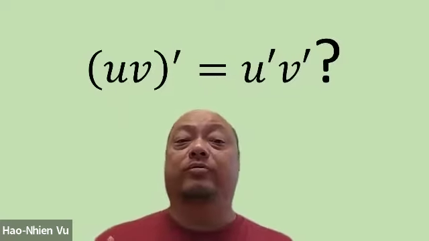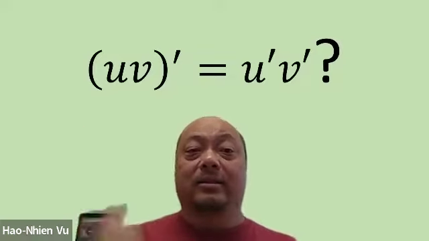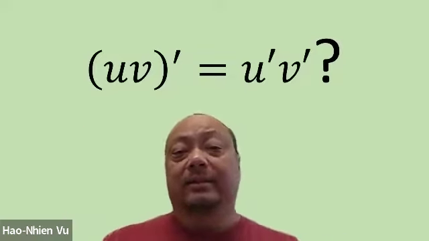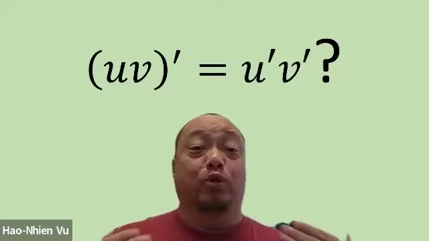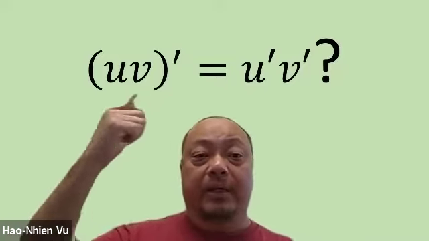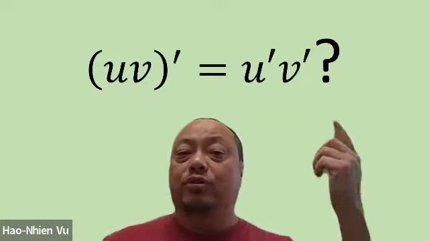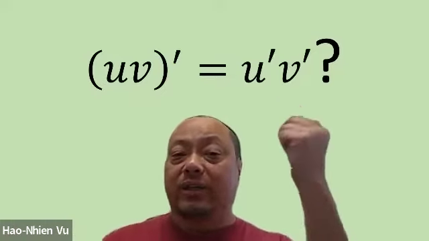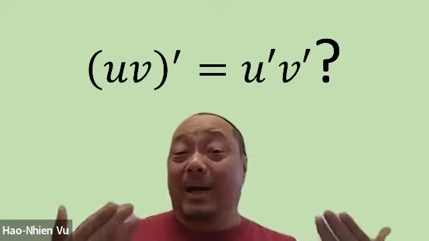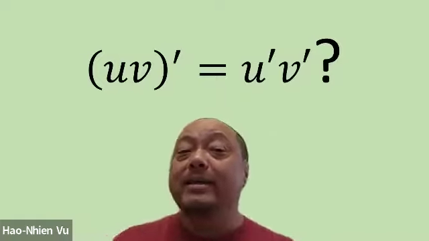Hi, in this video, I answer the question of when is it that this is equal to that? We know that we're not supposed to do it, right? When you have this, which is the derivative of a product, you're supposed to use the product rule. You're not supposed to just multiply the two derivatives like this, no. But hey, even a broken clock is right twice a day.